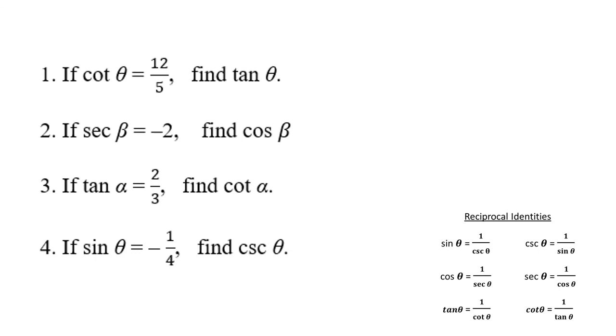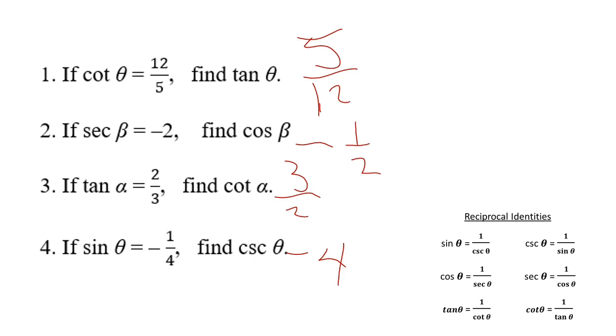Now the same is true for secant and cosine, for tan and cotangent, and for sine and cosecant. So if I already know this, then this is a very quick problem. Tan theta is going to be 5 over 12. Cosine beta, that b is a beta, is going to be the reciprocal of negative 2, which is negative 1/2. Cotangent is the reciprocal of tan, so that's going to be 3 over 2. And cosecant is the reciprocal of sine, so that's going to be negative 4. Really quick, really easy.